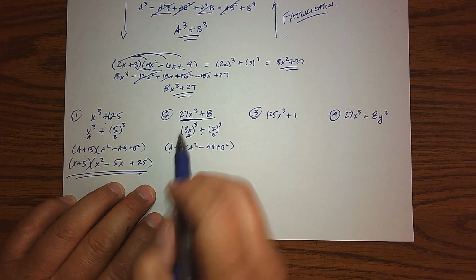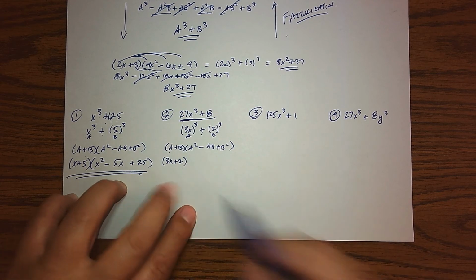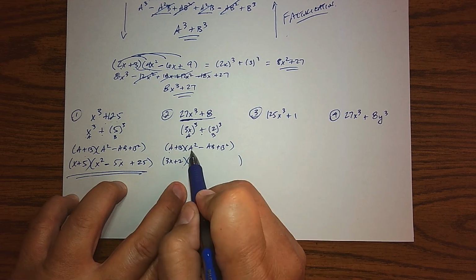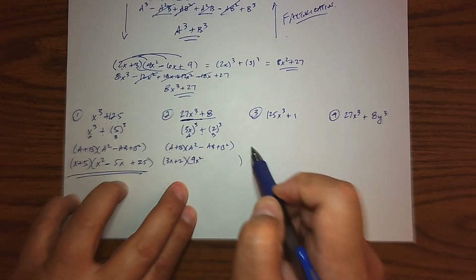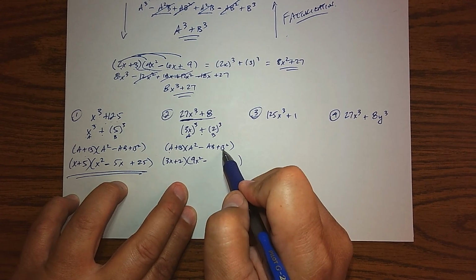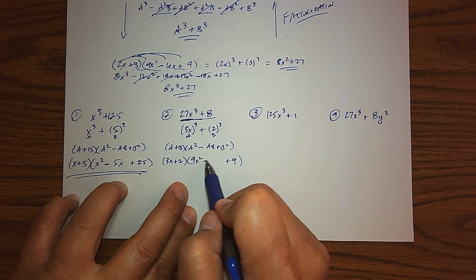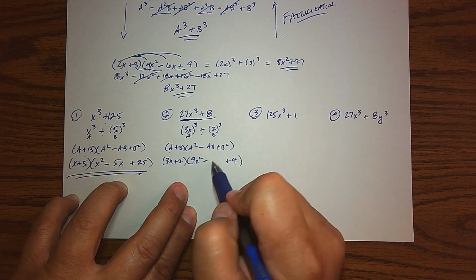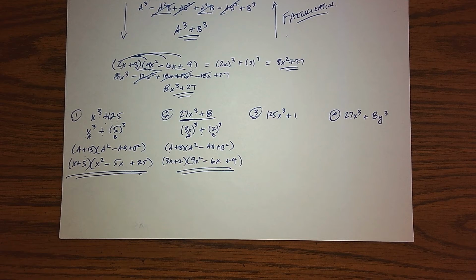So A is 3x, B is 2, and then we're going to take whatever A is and square it. So 3x squared would be 9x squared. We're going to take whatever B is and we're going to square it. So that gives us a 4. And then we're going to subtract their product. So 3x times 2 is 6x. And there's your factorization. So factoring by using the sum of cubes pattern: figure out what A and B are, plug them into the formula. That's all you got to do.